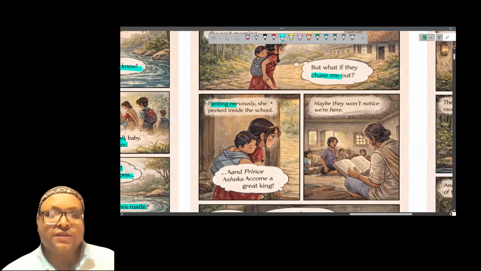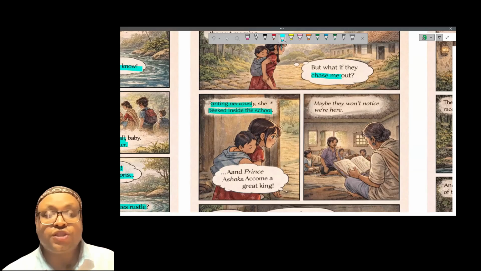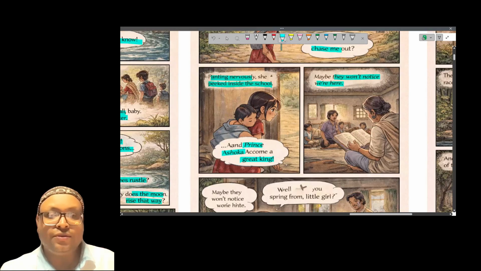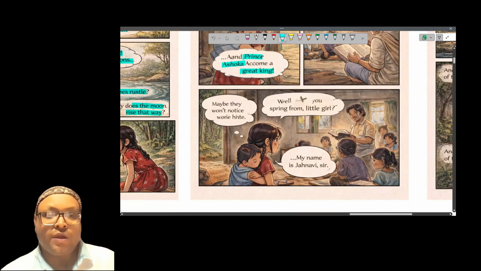And panting nervously, she peeked inside the school. And the teacher was teaching about Ashoka, the prince, the great king. She thought like this: maybe they won't notice we are here.